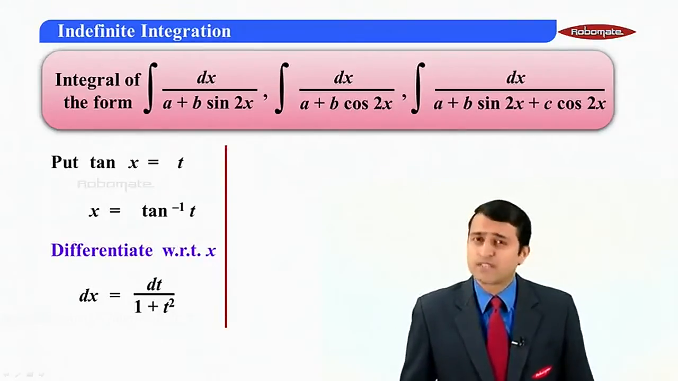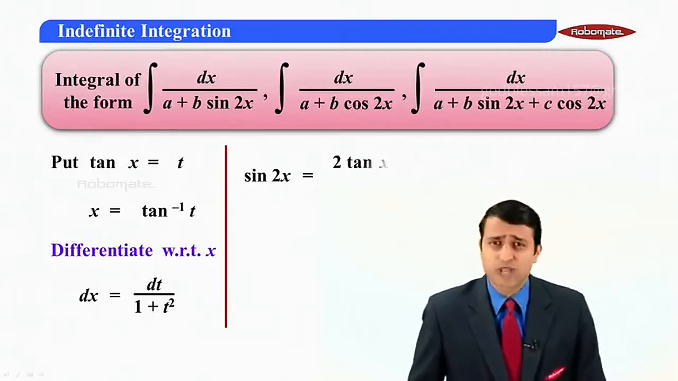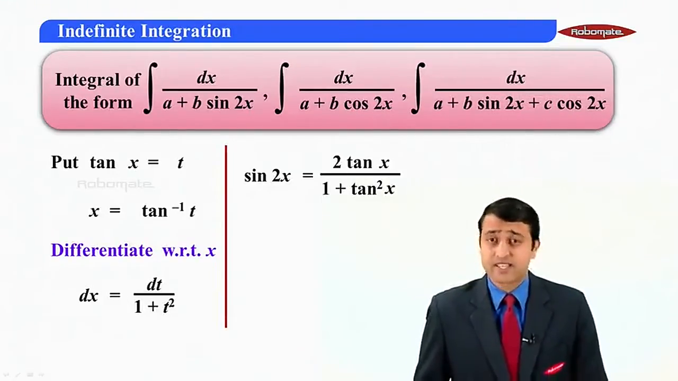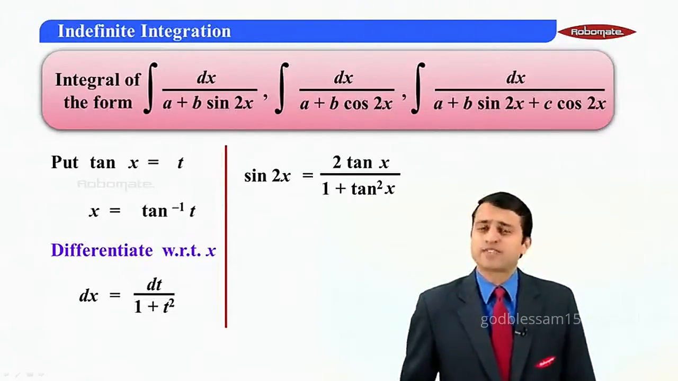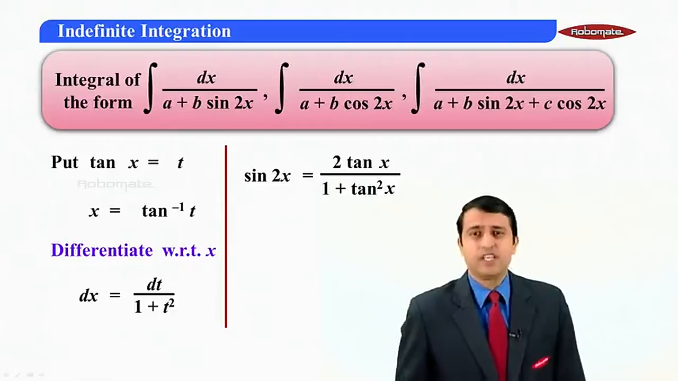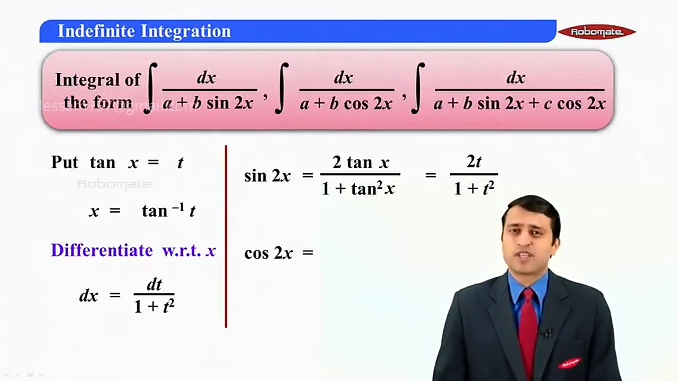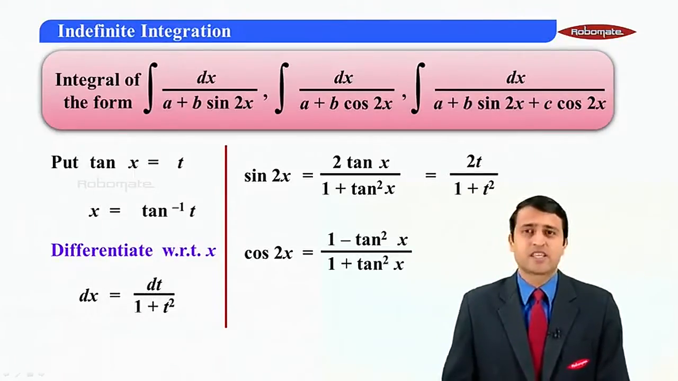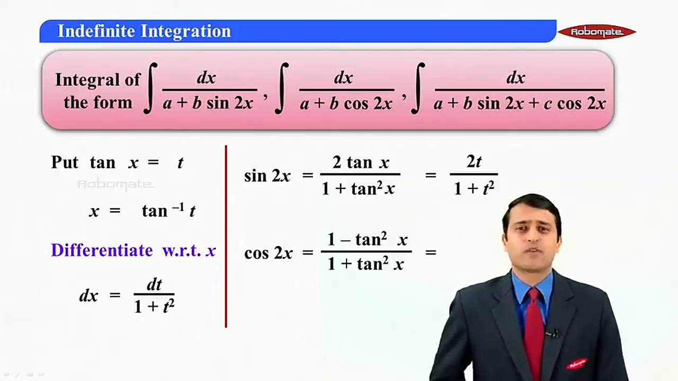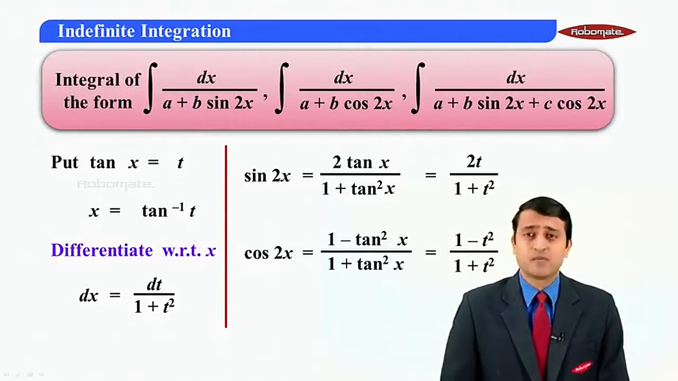Now what is required for me? I require the value of sine 2x. Now sine 2x, we know the formula from 11th standard. It is 2 tan x upon 1 plus tan square x. As per our substitution, tan x is t. So we can say the value of sine 2x in terms of t is 2t upon 1 plus t square. Likewise, cos 2x is 1 minus tan square x upon 1 plus tan square x, or in this case, can I say it is 1 minus t square upon 1 plus t square. Is that okay, my dear students? So these are the values which I'll use in the coming sums.